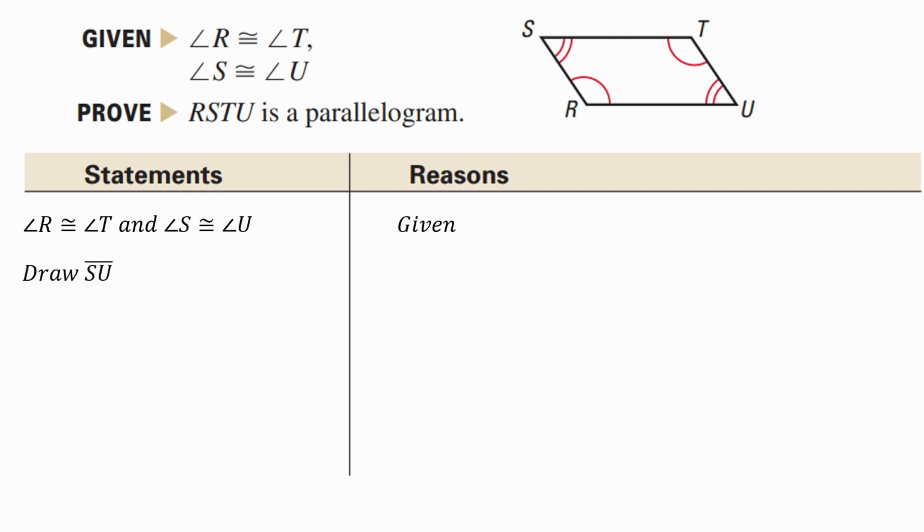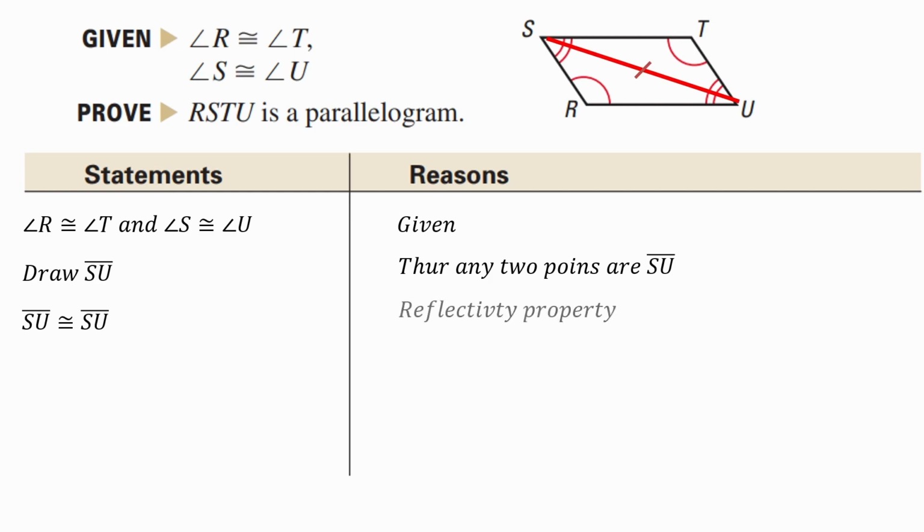U. So let's draw that line, the diagonal line of SU, and we know that between any 2 points, there is a line. There's that line. Now we can be given a congruent side here because the line SU is congruent to line SU. Okay, and that is just through the reflexive property.